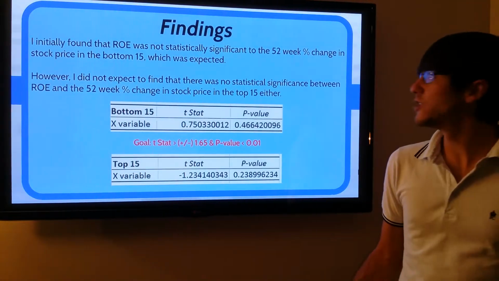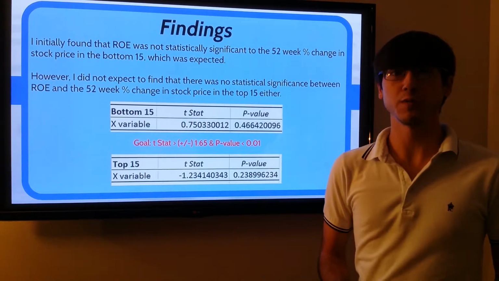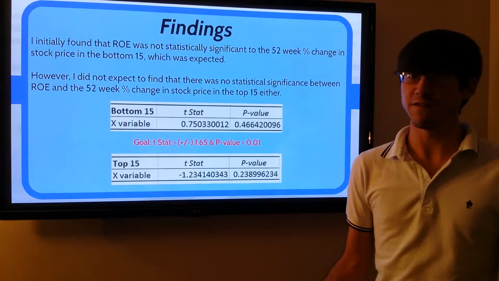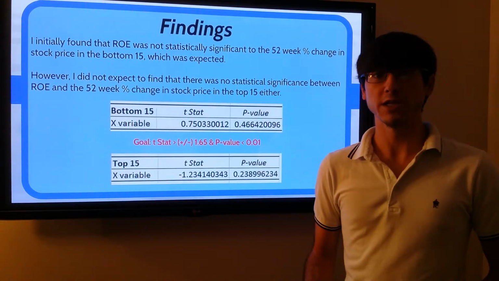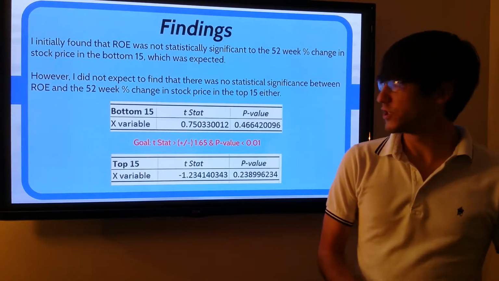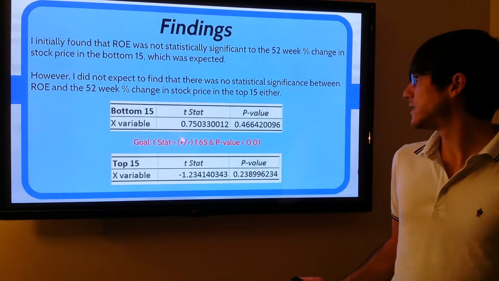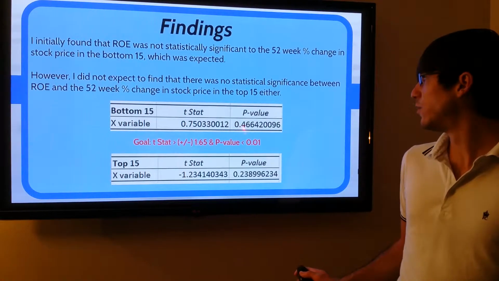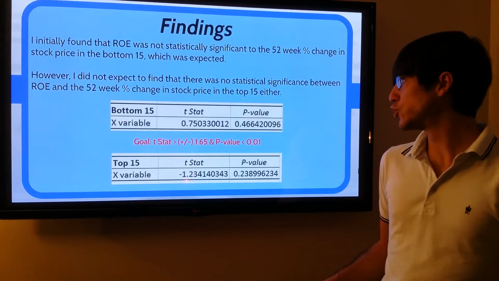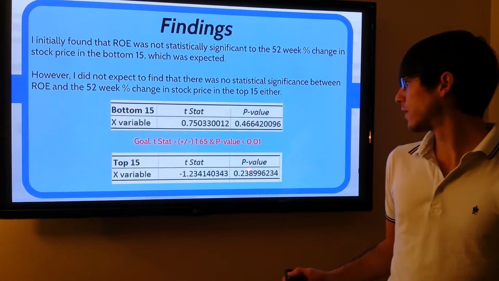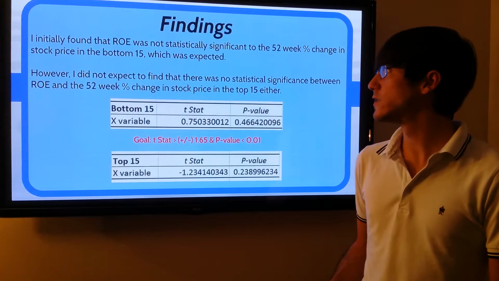My findings: I initially found that ROE was not statistically significant to the 52-week percentage change in stock price for the bottom 15, but I expected to find that. What I didn't expect to find is that the top 15 also had no correlation to the 52-week percentage change in stock price. You can see here, this is the bottom 15, t-stat 0.75, p-value 0.466. For the top 15, t-stat negative 1.23, so it's a little bit closer. Also, the p-value is a little bit closer, but still not enough to determine statistical significance.